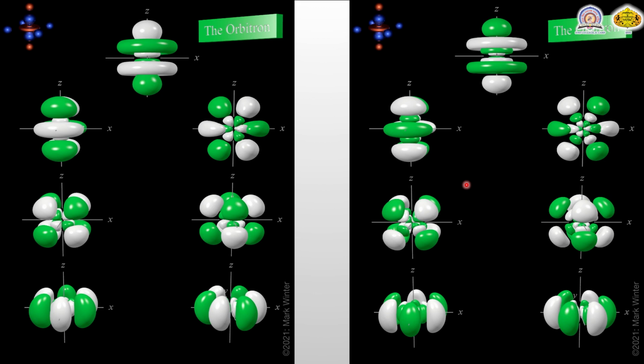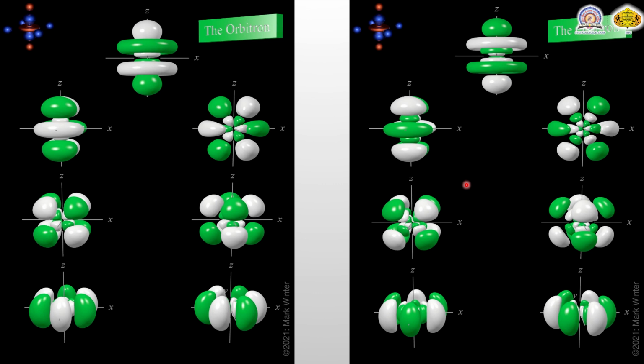For example, for the 3d orbital, if you need to calculate the radial node, 3 represents the n value, and the L value for d is 2. So 3 minus 2 minus 1 becomes 0. So for the 3d orbital there are no radial nodes, because the d orbitals start from 3d.